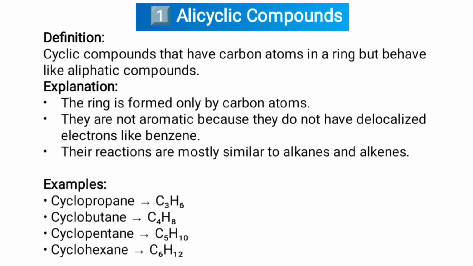First one, alicyclic compounds. Definition: cyclic compounds that have carbon atoms in a ring but behave like aliphatic compounds. Explanation: the ring is formed only by carbon atoms. They are not aromatic because they do not have delocalized electrons like benzene. Their reactions are mostly similar to alkanes and alkenes. Examples: cyclopropane, C3H6, cyclobutane, C4H8, cyclopentane, C5H10, cyclohexane, C6H12.